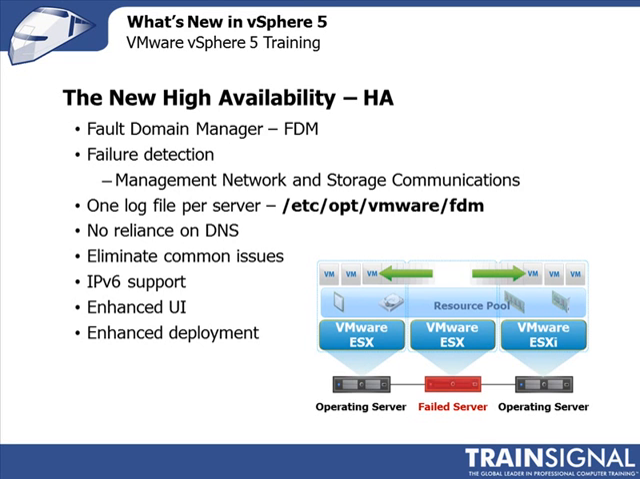You also have one log file per server now, and it's located in /etc/opt/vmware/fdm, so you can find that file very easily. There's no more reliance on DNS, so VMware's removed that prerequisite. That eliminates a lot of common issues. There's IPv6 support now. I don't know how many of you are using IPv6, but hey, there's support for it. And the last two bullets are my favorites. Those are taken from some of the slides at VMware, and I find them funny because they say enhanced UI and enhanced deployment.